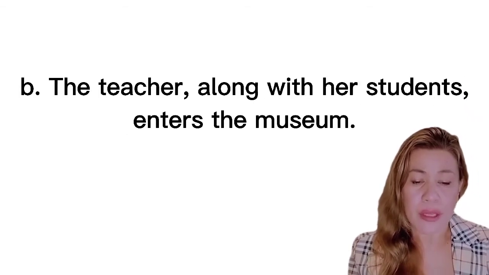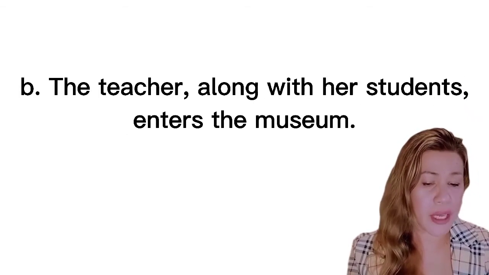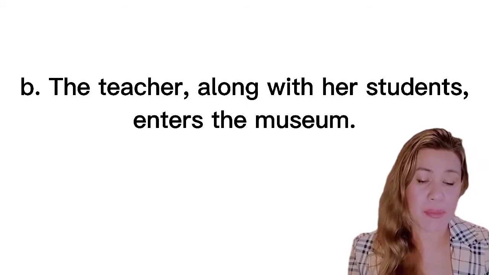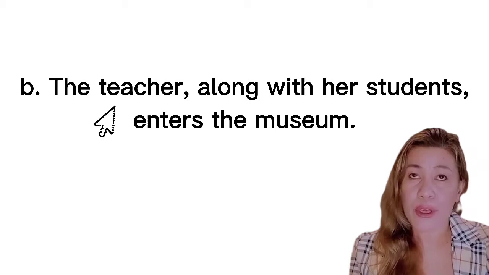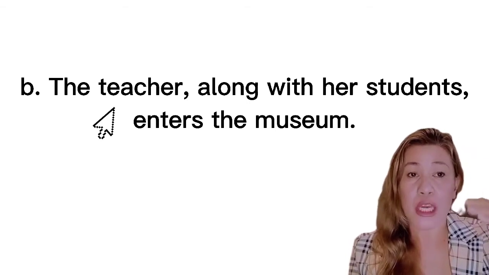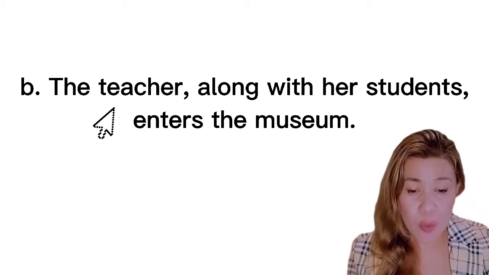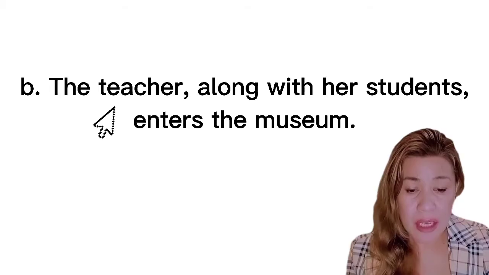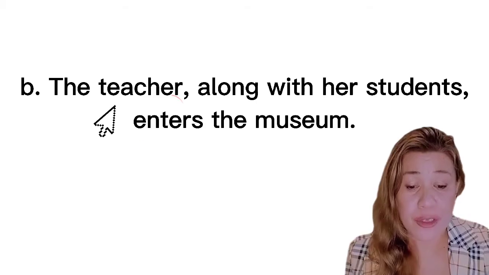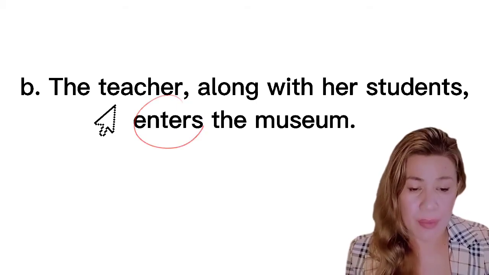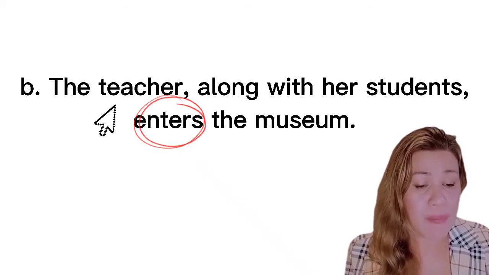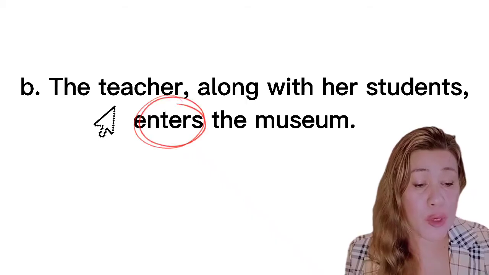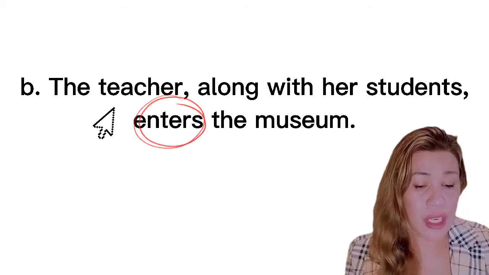Number 2: the teacher, along with her students, enters the museum. Now again, let's identify the subject. In this sentence, your subject is the teacher, singular, right? And therefore, you have in mind that for singular subjects, you will need a singular verb. So that's why we have the subject, the teacher, paired with enters, which is a singular verb. Because along with her students is only an intervening group of words. Even if you have students here, which is a plural noun, it is not our subject.